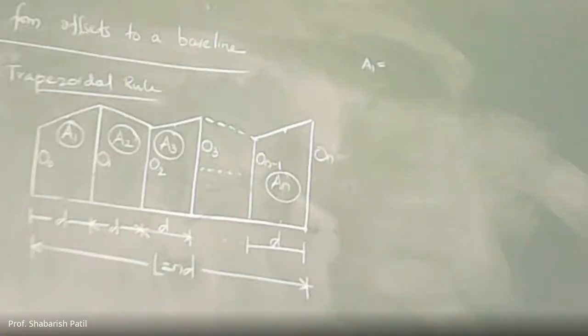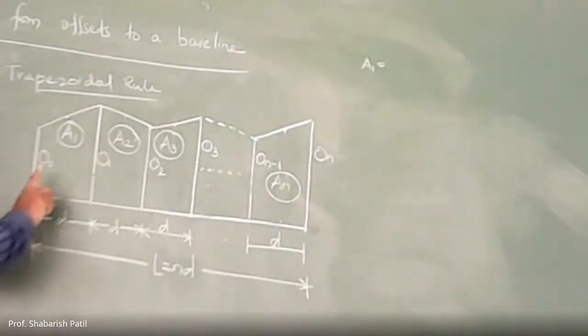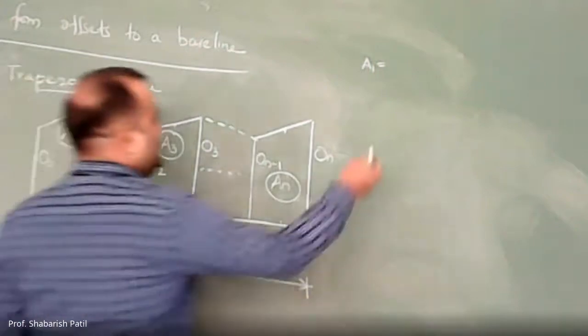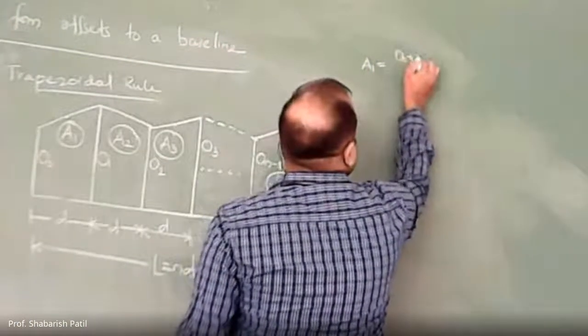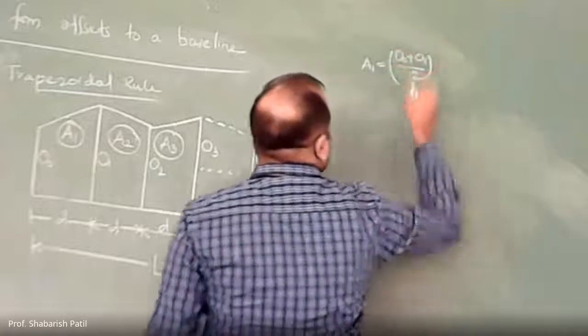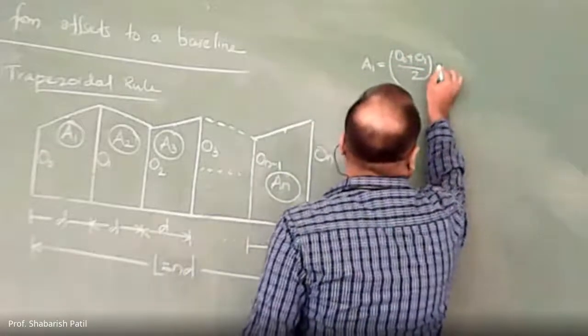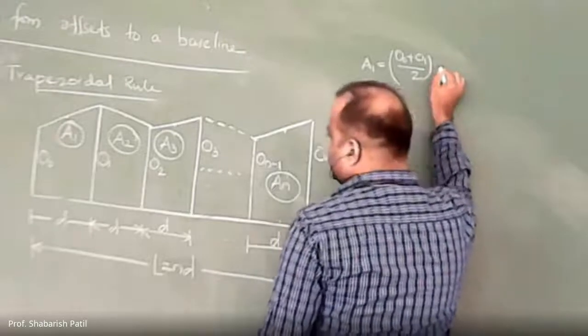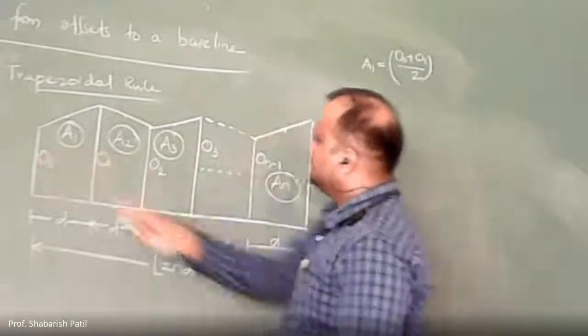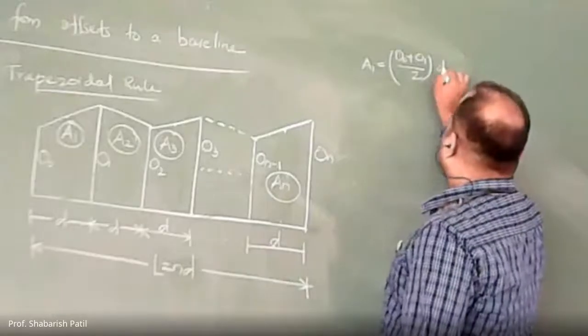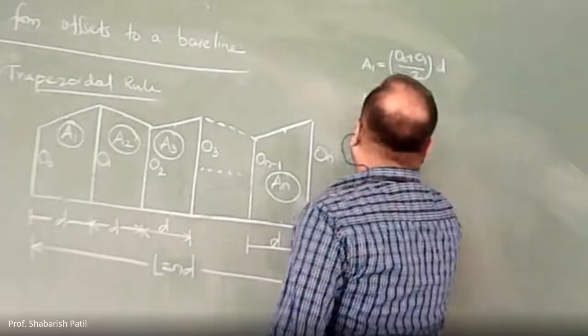See, when it comes to a trapezoid, the area is the average of the parallel sides multiplied by the perpendicular distance. For A1, the parallel sides are O0 and O1. So the average of parallel sides is O0 plus O1 by 2, multiplied by the perpendicular distance. What is the perpendicular distance here? It is D. Now, can you tell me the formula for A2?